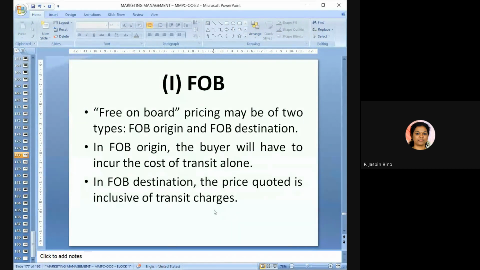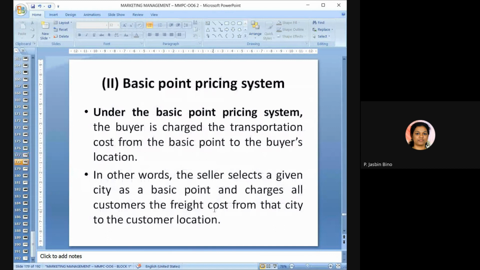The next one is free on board destination. Here, the price quoted includes the transit charges also. So the seller will be responsible until the product reaches the destination point. Next one is basic point pricing system. Under this system, the buyer is charged the transportation cost from the basic point to the buyer's location. In other words, the seller selects a given city as a basic point and charges all customers the freight cost from that city to the customer's location.